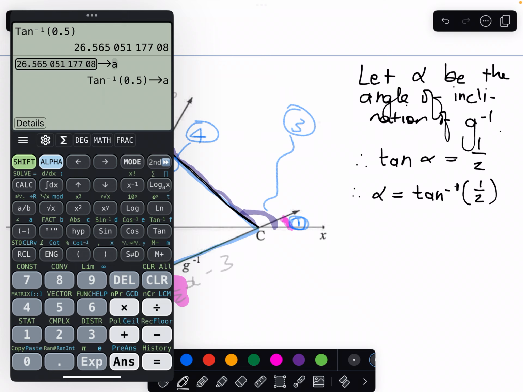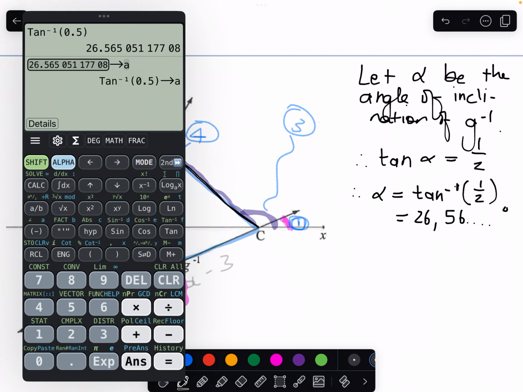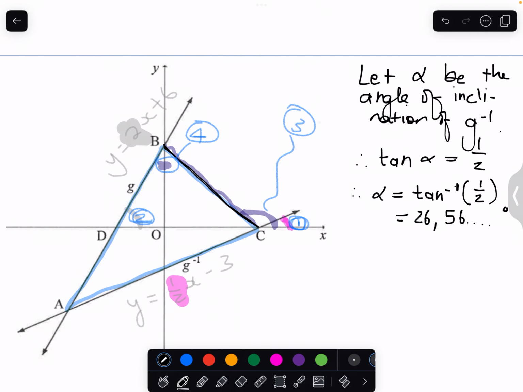Okay, so that is 26,56 blah blah blah degrees. Okay, cool. Next up, I want to find this angle over here, which is the angle of inclination for this line, G.